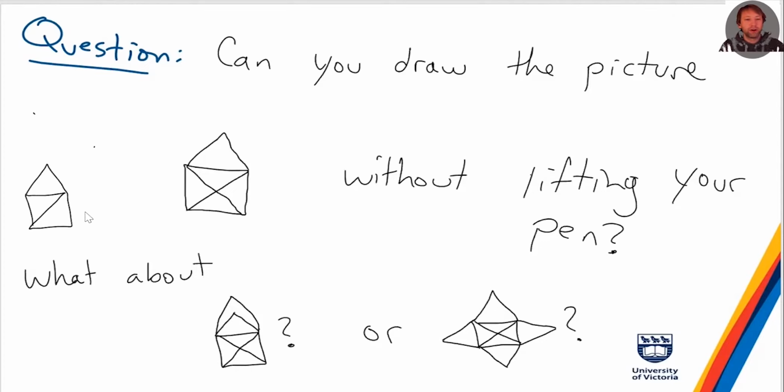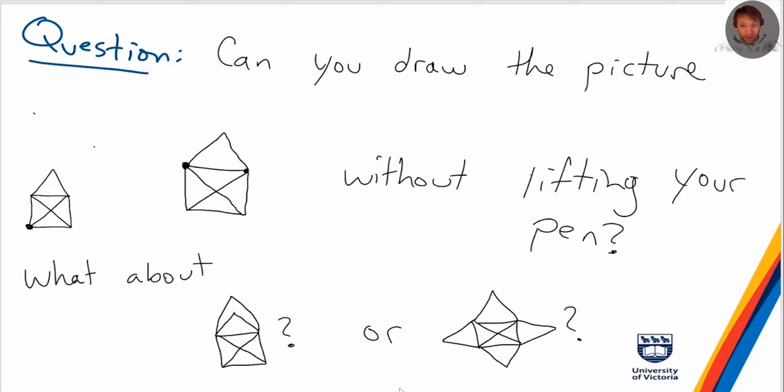So I'm starting in the wrong place. That's important here. If you noticed, I kept trying to start in this position. That's a bad idea. If I start here, that's right. That's going to be the key to this lecture. If you start with the vertices of odd degree, then you have a chance.